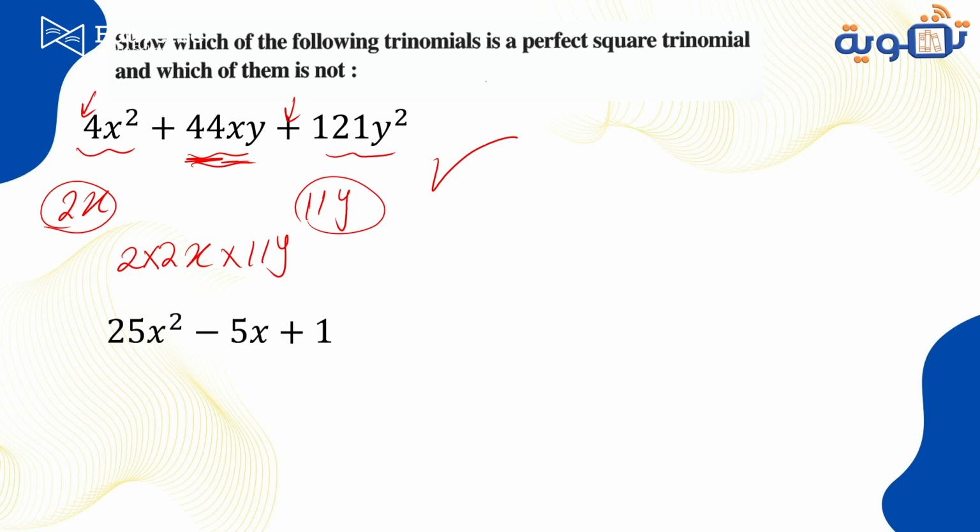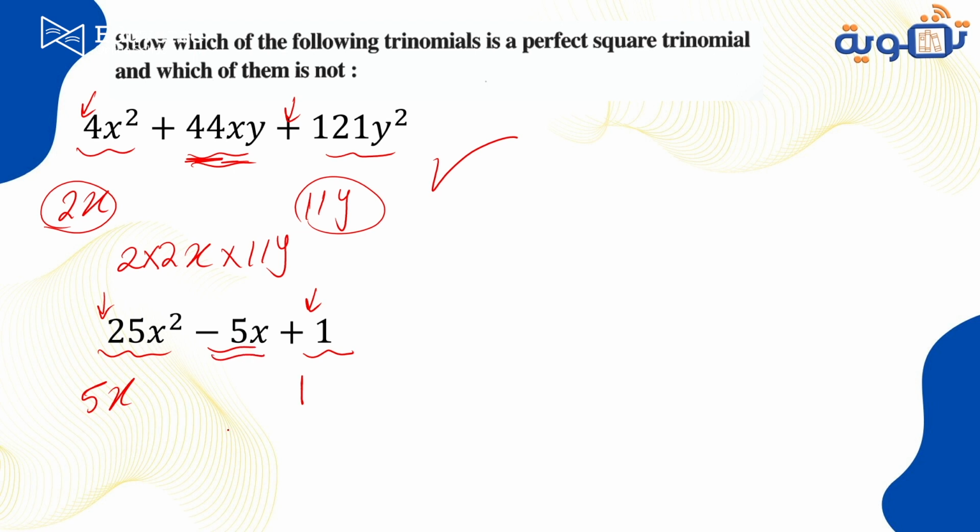We have here 25x² minus 5x plus 1. As I told you, you have first of all to check if it's arranged or not. So yes, it's arranged. The second step, try to get the square root of the first one here. It will be 5x. Square root of the third one, it will be 1. They both are positive, so yes, I can complete now.